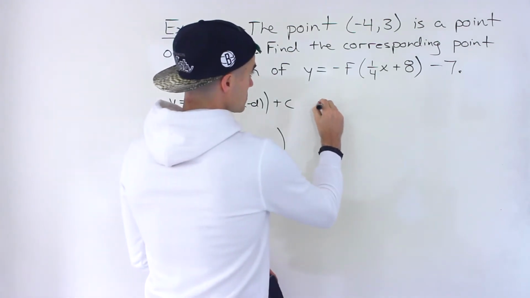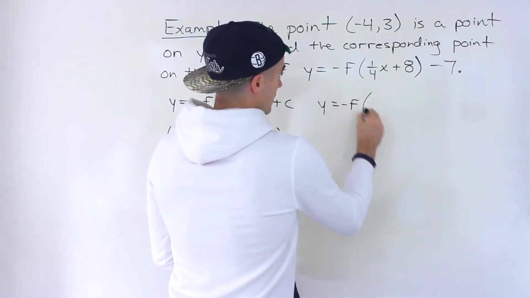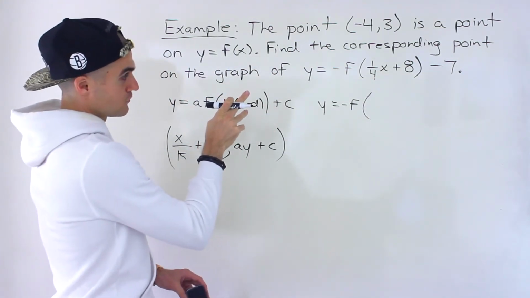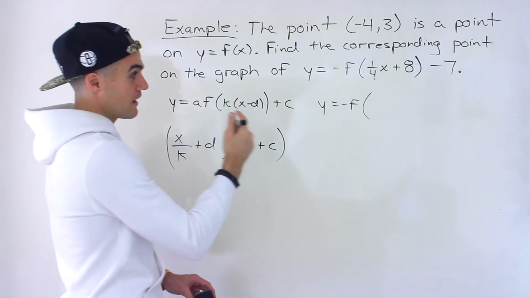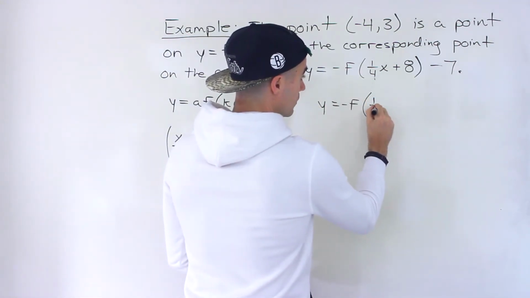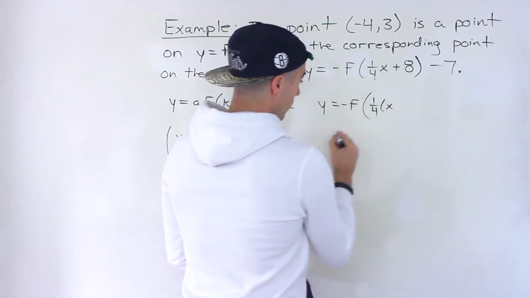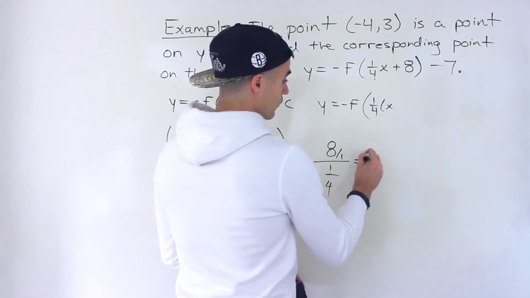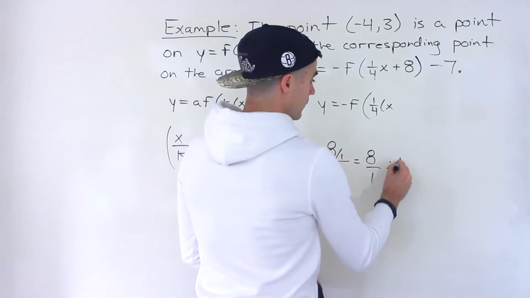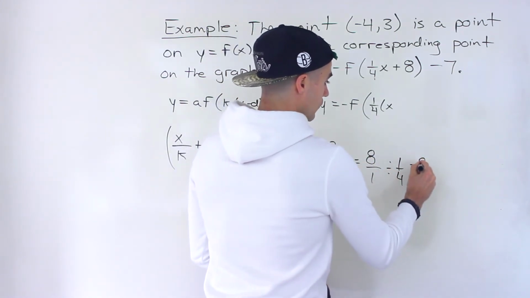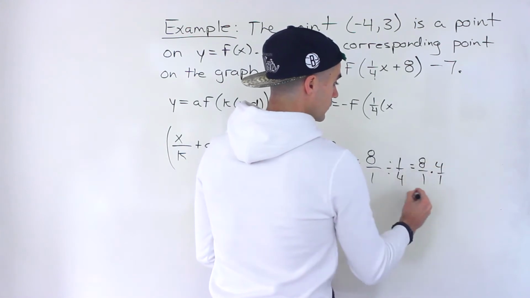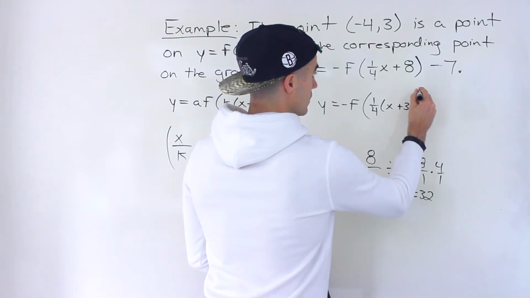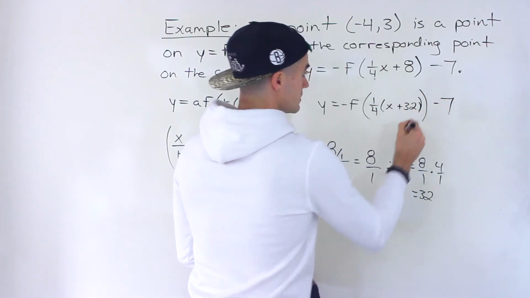Notice it's almost in this format, except inside the bracket. The x has to be by itself, so we have to factor out the k value. We would take out the 1/4. And what would we be left with? Well, what's 8 divided by 1/4? That's like 8/1 divided by 1/4, which is like 8/1 times 4/1, which is 32. So this would be plus 32 over here. And then we have a minus 7.